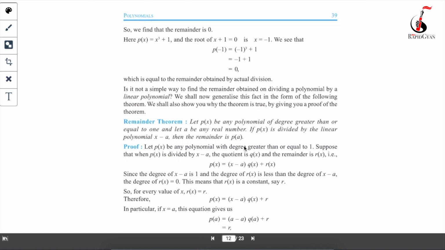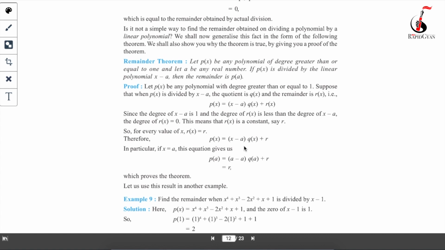Finally, here they have written the definition of the remainder theorem. What definition are they writing? Let px be any polynomial of degree greater than or equal to 1, which means the polynomial which you are going to divide, your dividend. They are saying your dividend should have a degree greater than or equal to 1, and if px is divided by any linear polynomial. What do you mean by linear polynomial?